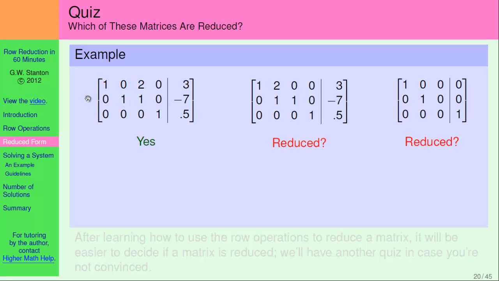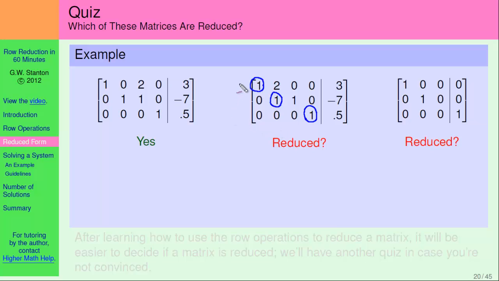Let's take a look at the second matrix. Again, we'll just check each of the 4 conditions. The first condition is the leading 1 condition. So in the first row, our leading non-zero entry is here, and in the second row, it's here, and in the third row, it's here. And these entries are all 1. That's what we want. That condition's okay.